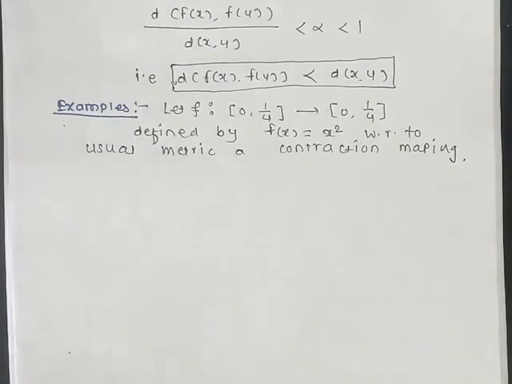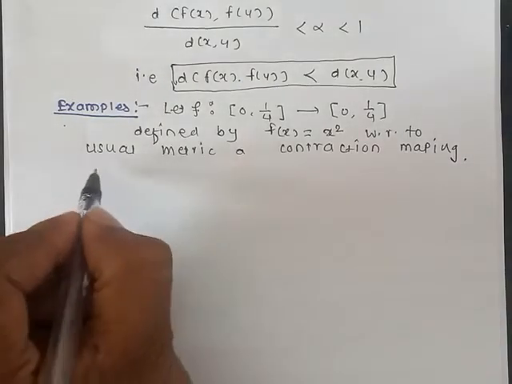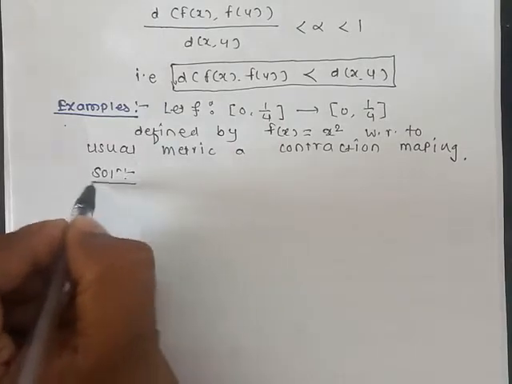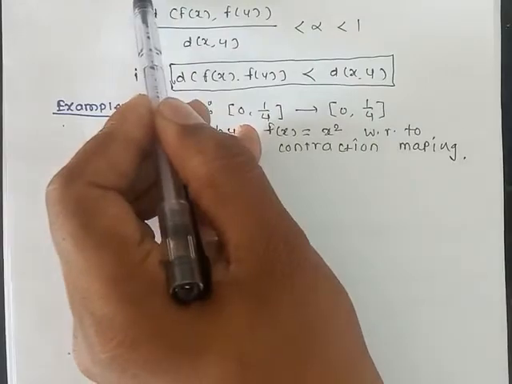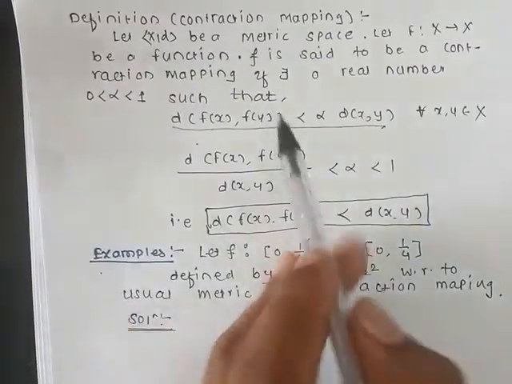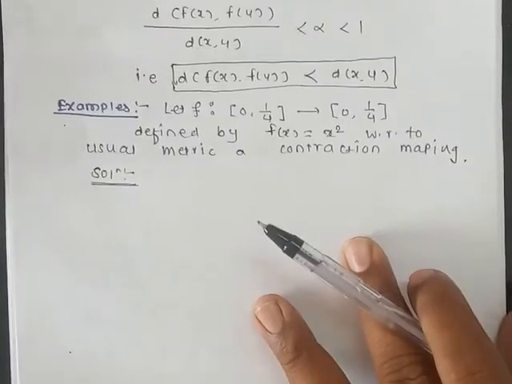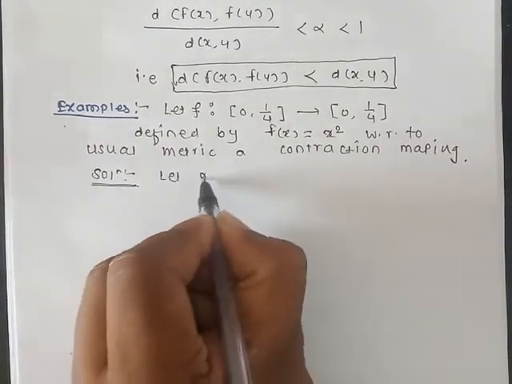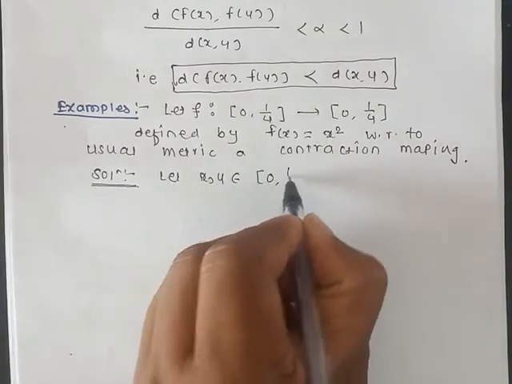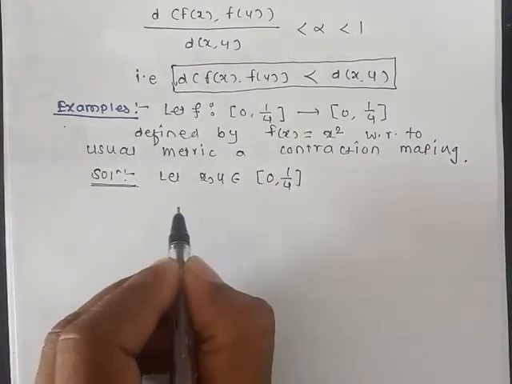f defined from the closed interval [0, 1/4] to [0, 1/4] by f of x equal to x square, with respect to the usual metric, is a contraction mapping. That is, we have to prove that there exists a real number alpha such that this condition is satisfied. Let x, y belong to the interval [0, 1/4].